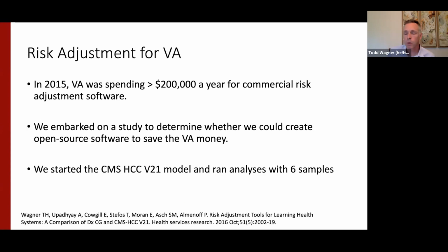So one of the projects that we worked on was for VA. In 2015, VA was spending a fair amount of money on commercial software. It's this DXCG software. This is the same group that created and inspired the HCC software. So VA was spending about $200,000 a year to use this risk adjustment software to create risk scores for its own tracking of its systems. They asked us to think about whether we could create a similar risk score based on the HCCs or some free data that are out there, because VA has a lot of administrative data that would save it from having to have this commercial contract each year.